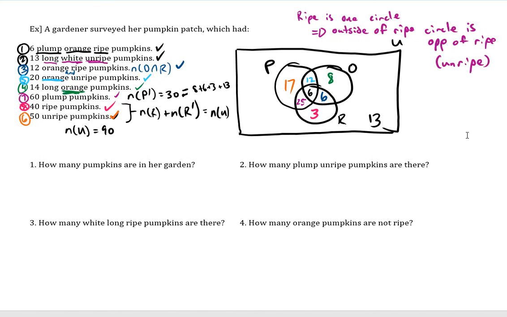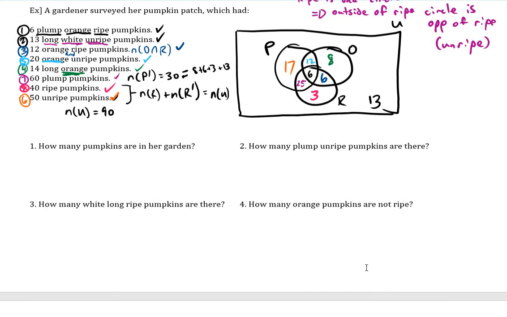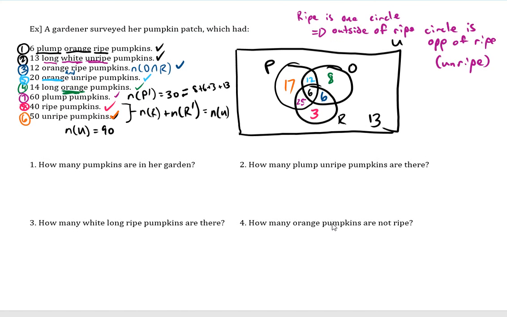Anyway, now this is the tricky part. With these ones, we really want to verify that we got the right region marked as we fill it in. Number 1 asks how many pumpkins are in our garden. Well, we just talked about that. That's 90.